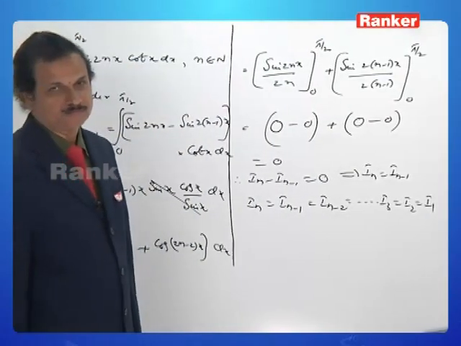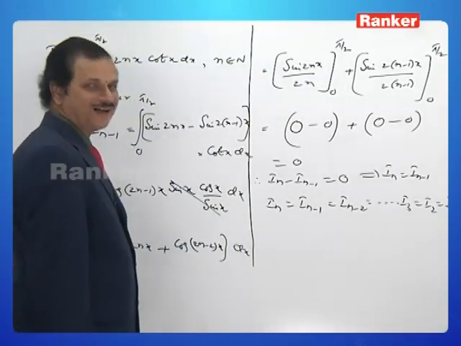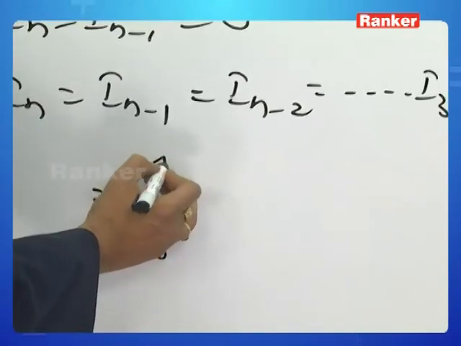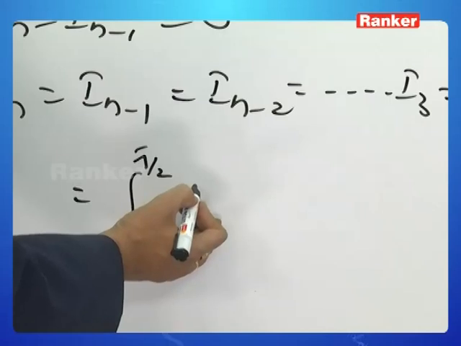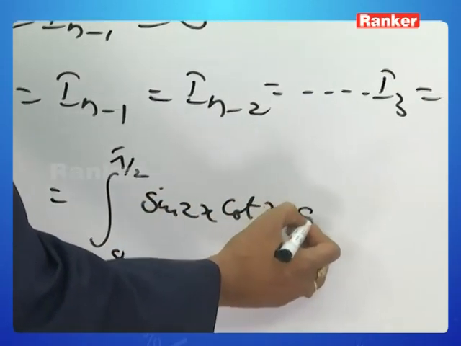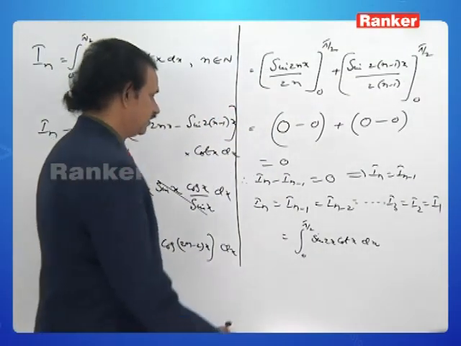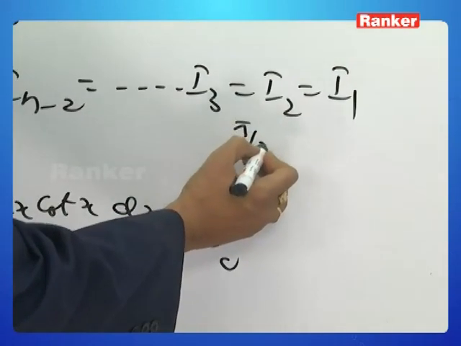I1, isn't it? What is I1? Sin 2x into cot x dx, isn't it? Is equal to integral 0 to pi by 2 sin 2x into cot x dx. What is sin 2x? This is equal to integral 0 to pi by 2.